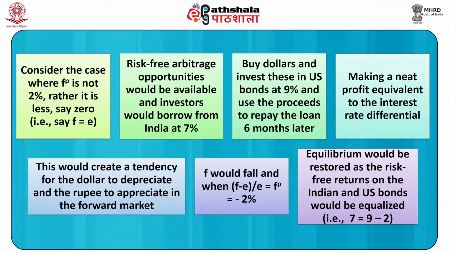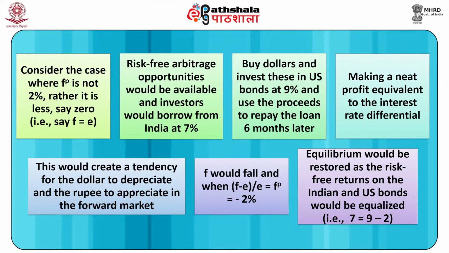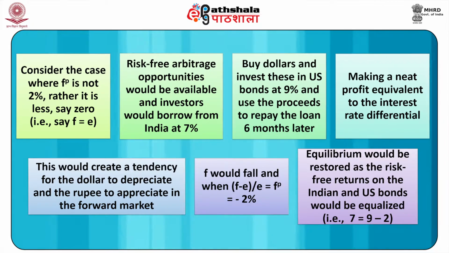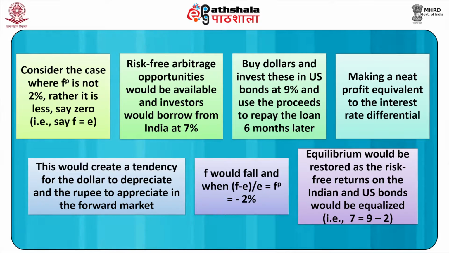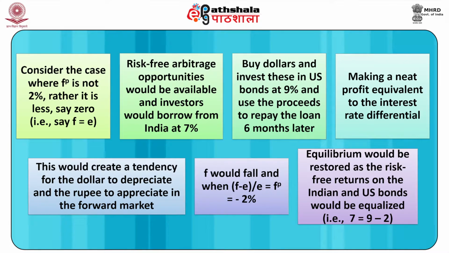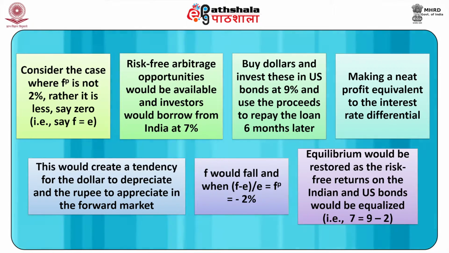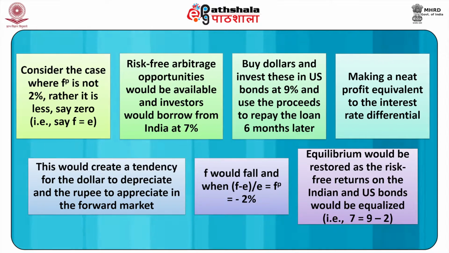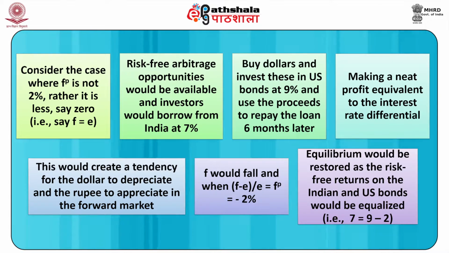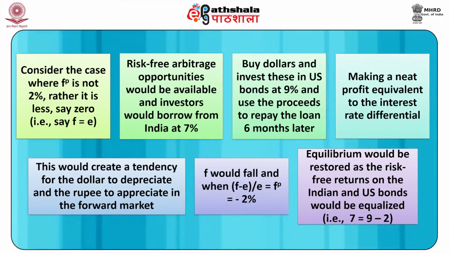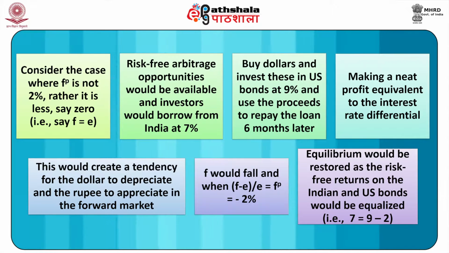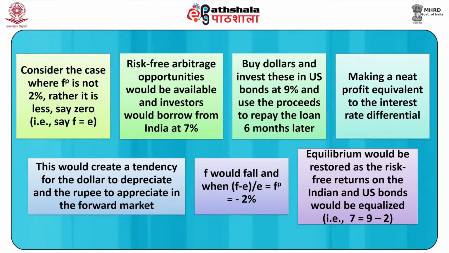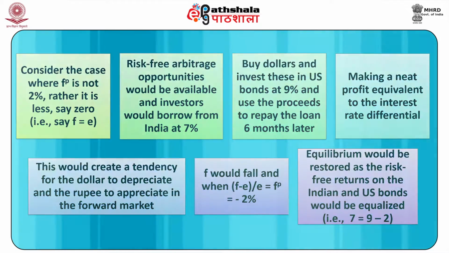Obviously, such risk-free arbitrage opportunities will be grabbed and there will be a pressure in the forward market to sell dollars and buy rupees forward. This would create a tendency for the dollar to depreciate and the rupee to appreciate in the forward market, so that F would fall, and when (F minus E) divided by E, which is F raised to power P, is equal to minus 2%, equilibrium would be restored as the risk-free returns on the Indian and US bonds would be equalized, that is 7 is equal to 9 minus 2, and the CIP conditions would hold.